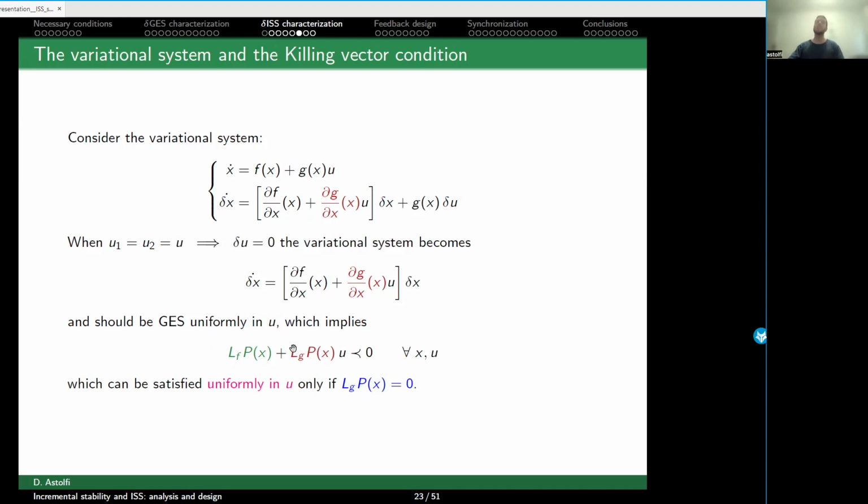But of course, if this term L_g P is different from 0, we may find an input u that destroys our contractivity property. And so if we want this inequality to be verified for all x and u, uniformly in u, what we need is that this term L_g P is equal to 0, which is this Killing vector property. So this Killing vector property plus contractivity of the open loop system is a sufficient condition to guarantee incremental ISS.